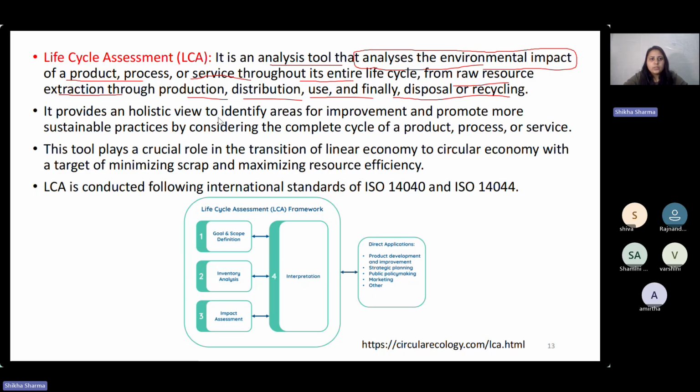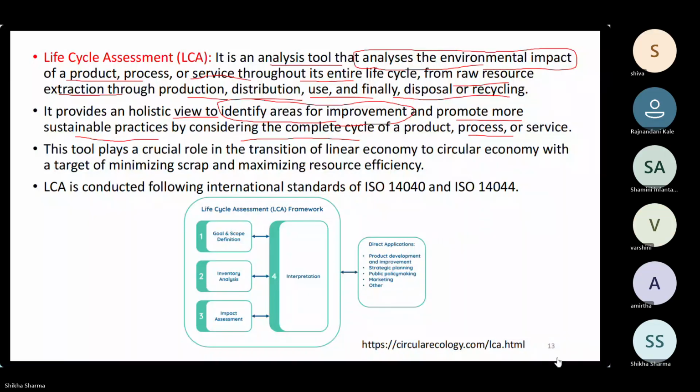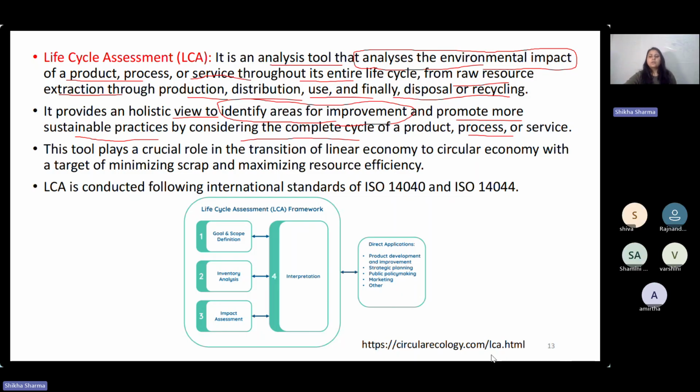It provides a holistic view to identify areas for improvement and promote more sustainable practices by considering the complete cycle of the product, process, or service. When we scientifically analyze the complete life cycle, we can understand where the environmental impact is more and where it is less, and then improve the existing system. If a particular system or gate is producing more waste, we can improve on that and adopt more sustainable practices so that the environmental impact can be reduced.